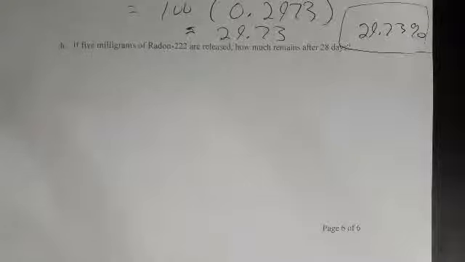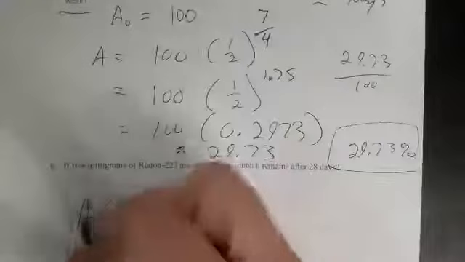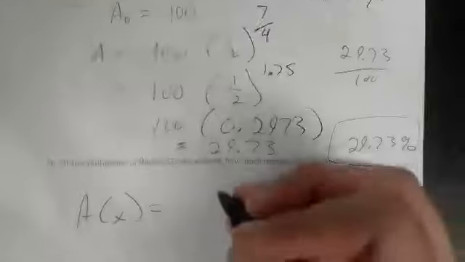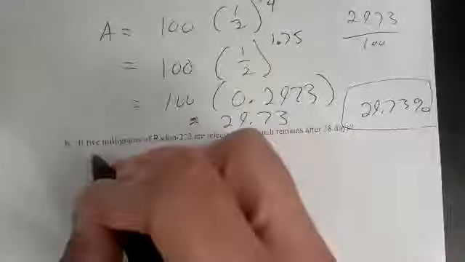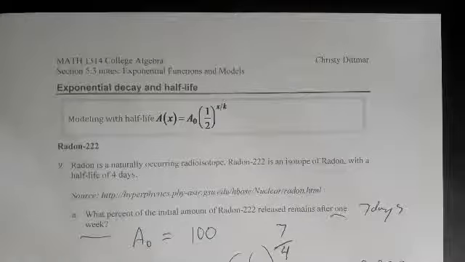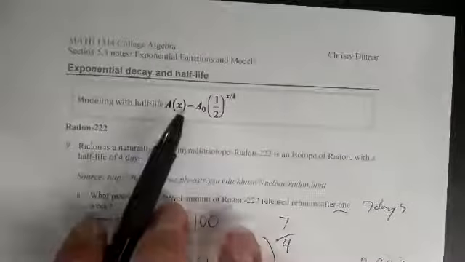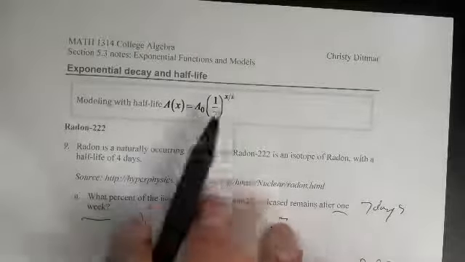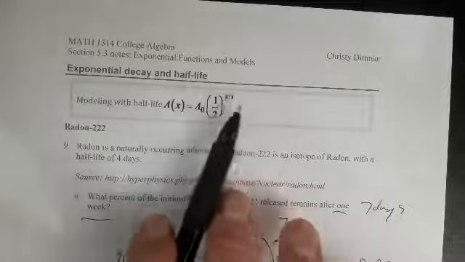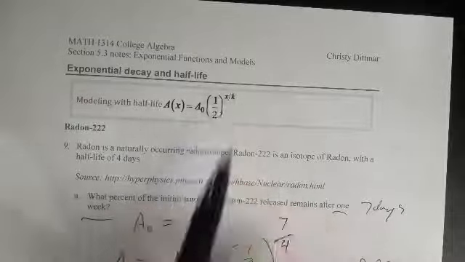If 5 milligrams of radon are released, how much remains after 28 days? So this one, we are trying to find A of X. They're giving us our A naught, or the starting amount, which is the 5 milligrams of radon that we're starting with. This is the final amount that you're going to be left with. This is your starting amount, or A naught, or A at 0. And X is my variable and K is my half-life.